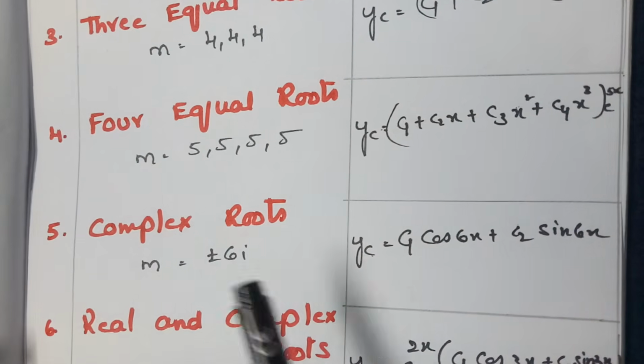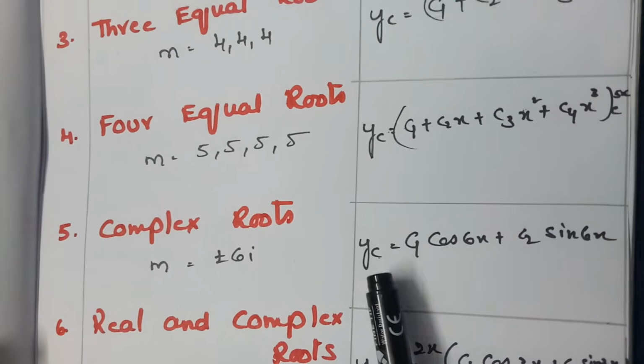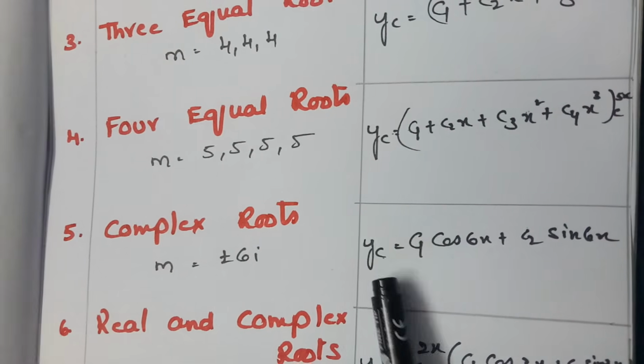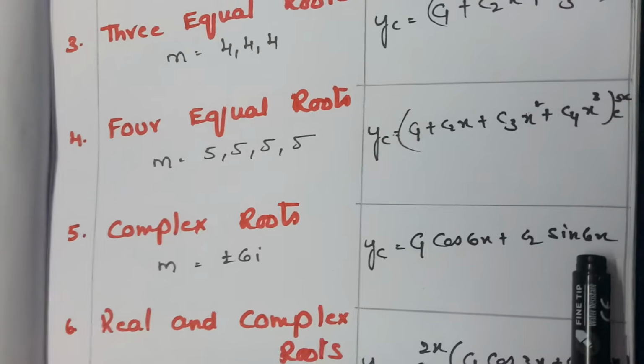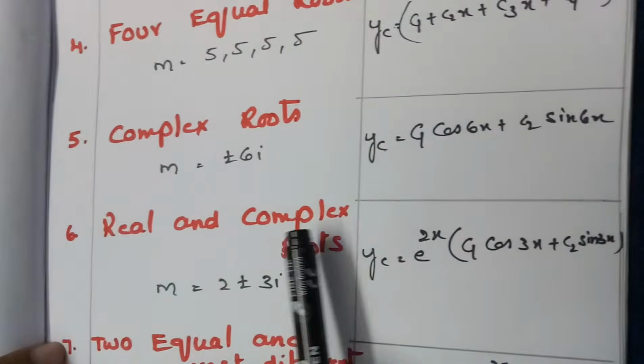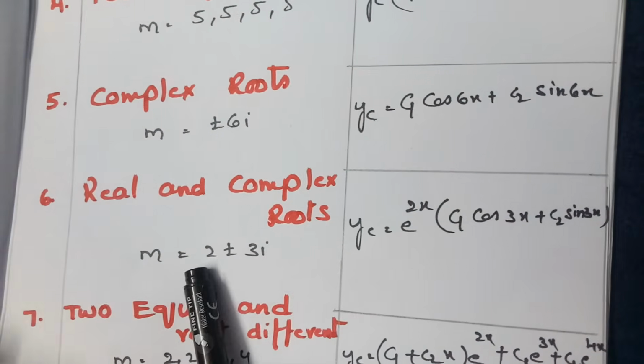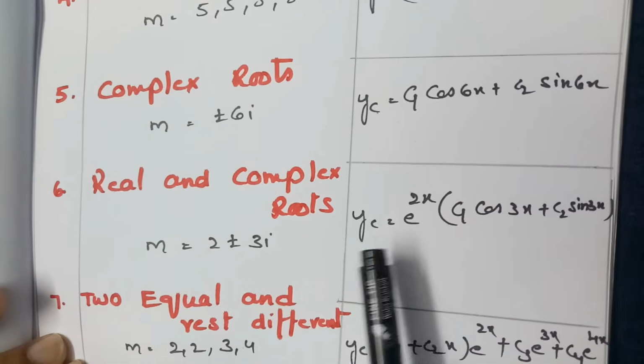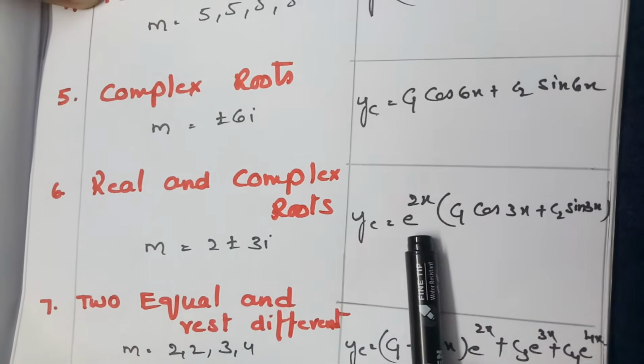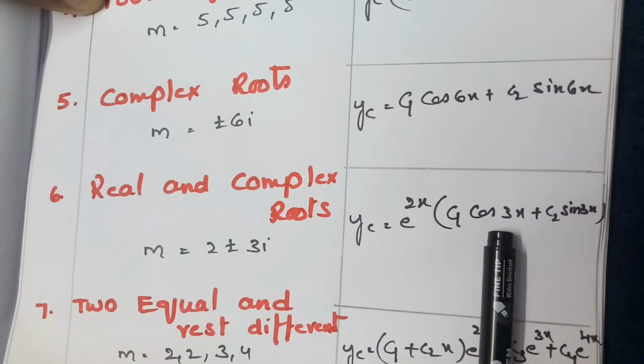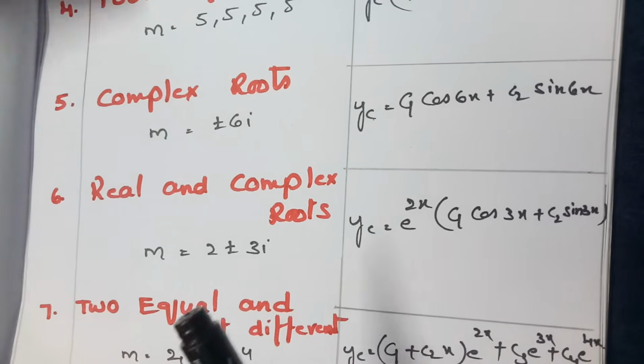then the complementary factor can be written as c1 cos 6x plus c2 sin 6x. If they are real and complex mixed together, that is 2 plus or minus 3i, then the complementary factor can be written as e power 2x into c1 cos 3x plus c2 sin 3x.